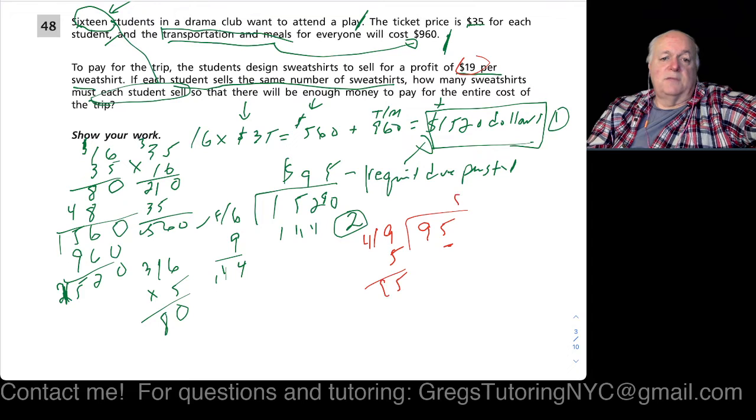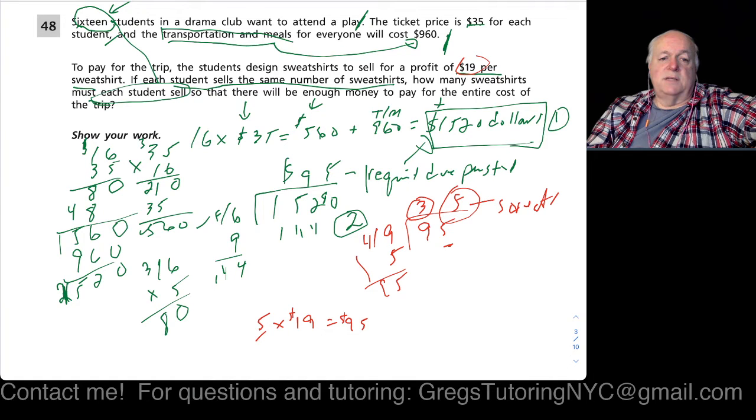Okay, this is 5 what? Sweatshirts. I'm just going to write sweats. 5 sweatshirts. Okay, and this was our third step here. Okay, and we can go backwards on it. If each student is required to sell 5, and if the price of each sweatshirt is 19, well, first of all, we just did that right here. So that's equal to $95. 5 sweatshirts times $19 is $95.